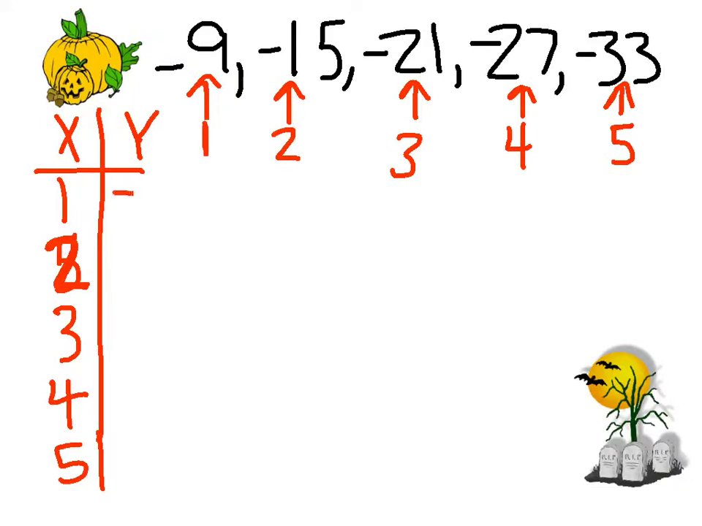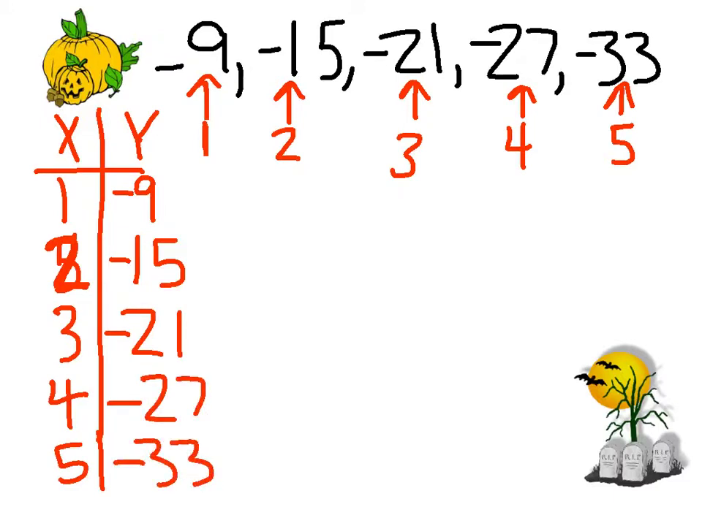So for 1, we have negative 9. 2 is negative 15. 3 is negative 21. 4 is negative 27, and 5 is negative 33.